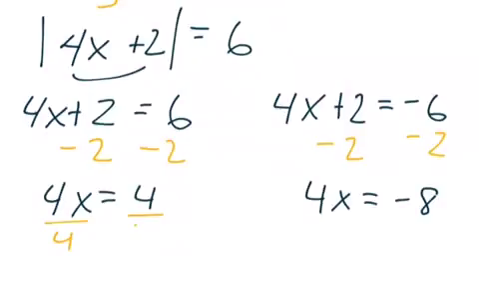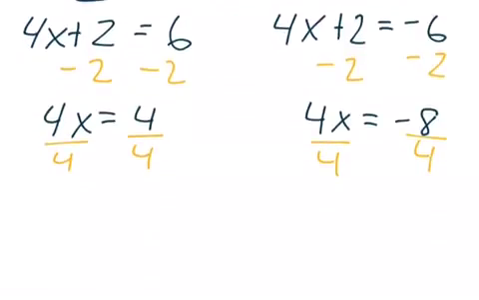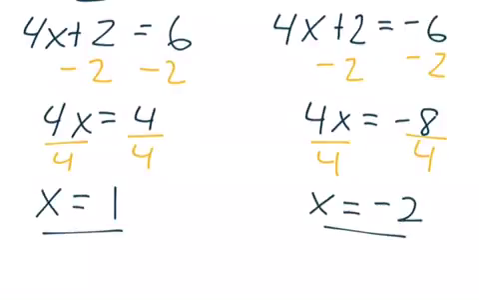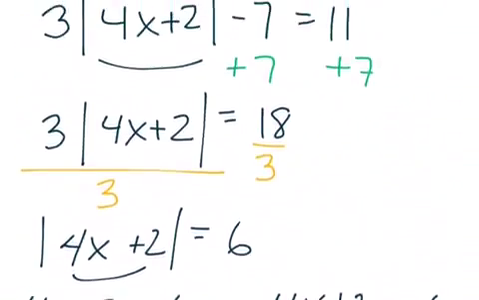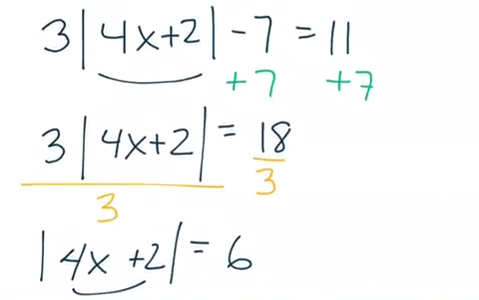Then divide by 4. That gives me x is equal to 1, and x is equal to negative 2. So what that means is if I plug either of those values back into the original, 4x, and then evaluate, I should get out 11.